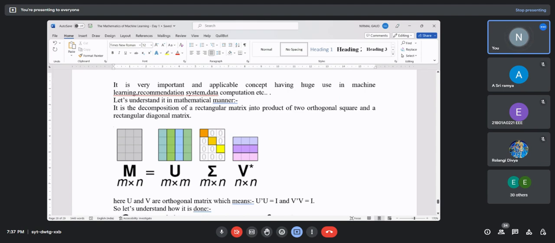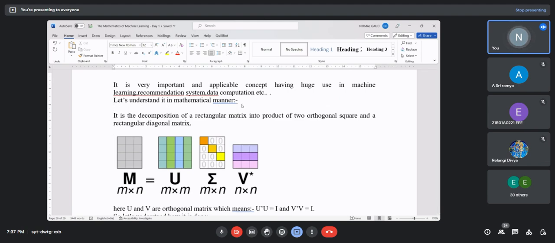I'm not talking about a square matrix here. I am talking about a rectangular matrix, of any dimension m cross n. It is a decomposition of a rectangular matrix into the product of two orthogonal square matrices and a rectangular diagonal matrix. That means two square matrices and a diagonal matrix. This is the result which I am going to get.